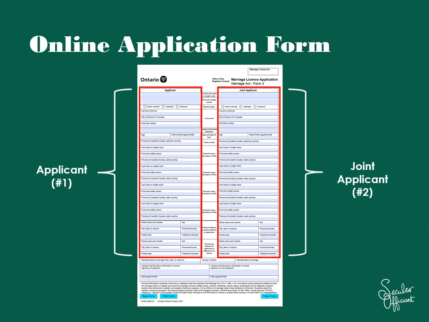Online application form. Here is a screenshot of the online marriage license application that can be printed. You can find this form on the Ontario Government Forms website. I have listed the website in the resources slide of the video. As highlighted by the red boxes, one side of the application is for the applicant information and the other side is for the joint applicant information.